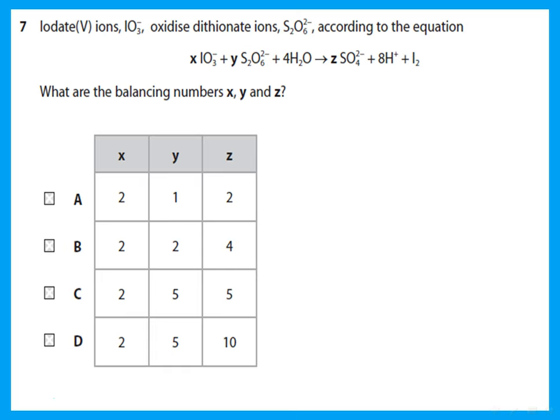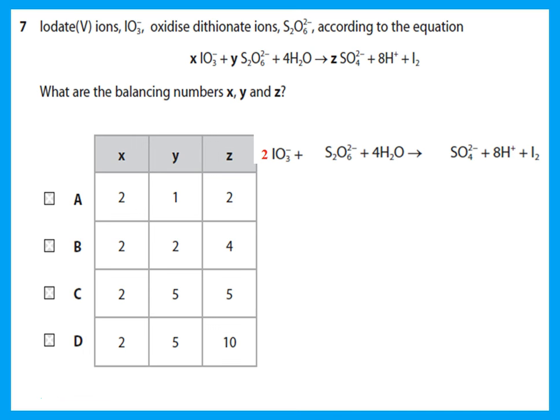Here he's saying iodate ions oxidize these ions according to the equation. He has an ionic equation and he's telling you to balance it. So let us take a look at this. This balancing of this equation is a little bit lengthy. It takes some time. Let's take a look at the beginning. The iodine, before the arrow I have 1, after the arrow I have 2 iodine atoms, so I need to put 2 in front of the IO3.